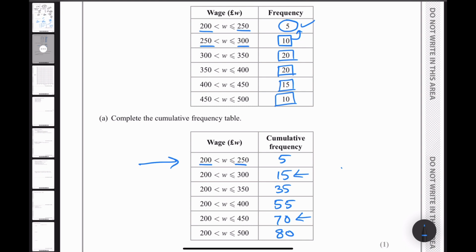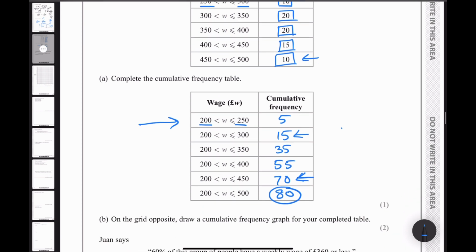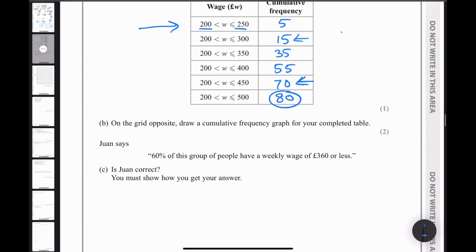So 70 plus this 10 will become 80. So that's how you'll calculate the cumulative frequency. So we have filled up this table. Now let's see part B. In part B it says, on the grid opposite, draw a cumulative frequency graph for your completed table.